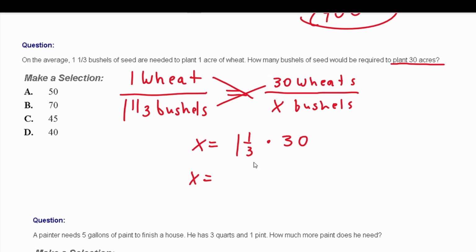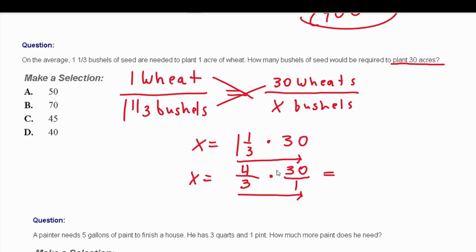But that said, we may have forgotten how to deal with mixed numbers, which is 1 1/3, and multiplication. The key to doing this is to convert the mixed number to an improper fraction. So we're going to do 1 times 3, which is 3, plus 1, which is 4. So 1 1/3 is the same as 4/3. We're going to multiply that by 30. Okay? Now we're multiplying an improper fraction by a whole number. And as we've seen 2 or 3 times in this video, we can rewrite 30 as a fraction by placing it over 1. And now we just multiply straight across.